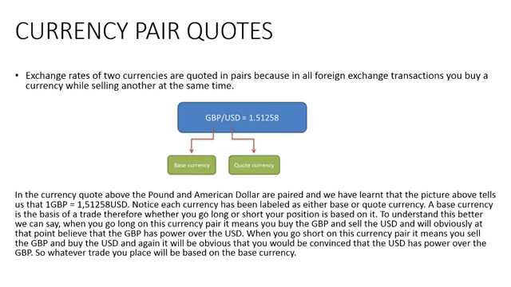A base currency is the basis of the trade, therefore whether you go long or short, your position is based on it. When you go long on this currency pair, it means you buy the pound and you sell the dollar, believing that the pound has power over the dollar. When you go short, you sell the pound and you buy the dollar, convinced that the dollar has power over the pound. So whatever trade you place will be based on the base currency.